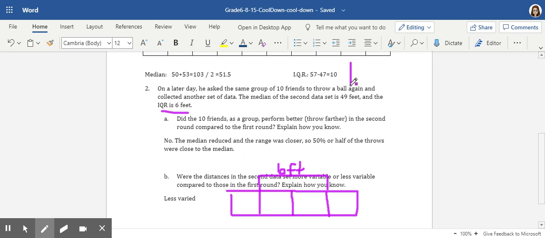Over here, the data would be different. Here's our median. Here's our minimum, maximum. Here's the middle of the bottom half and the middle of the top half, so Q1 and Q3. And that means that their range on this one was 10 feet. So compared to 10 feet, compared to 6 feet, we've got a difference where this one's not as varied.